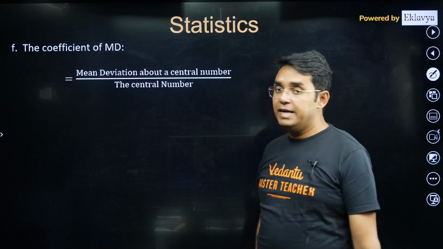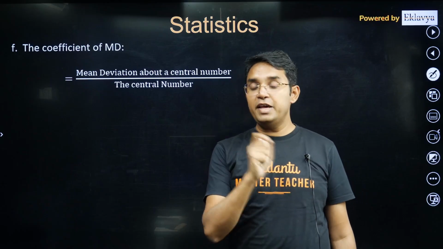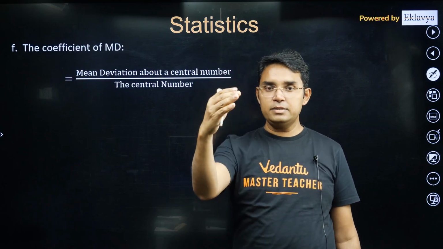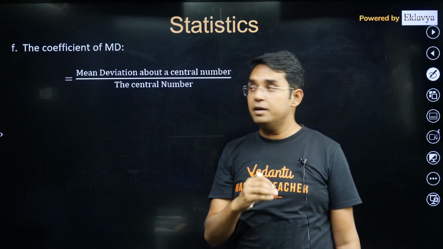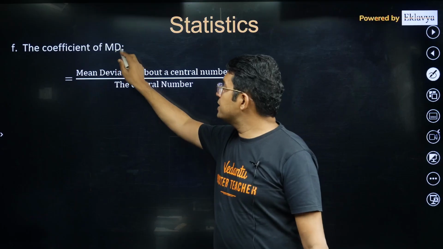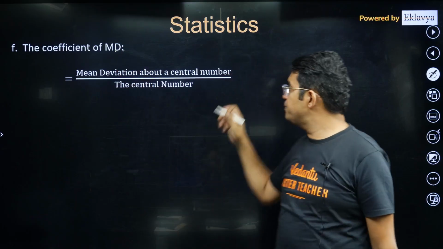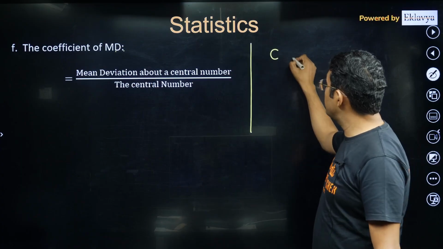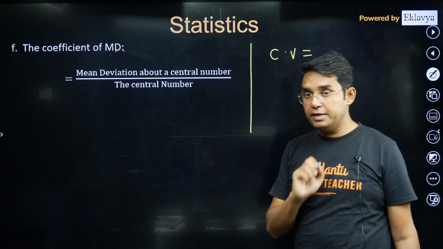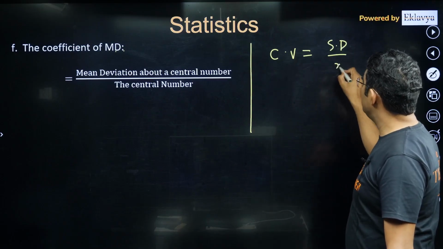Coefficient of mean deviation. I have repeated this thing. Dear students, you have seen coefficient of variation. That is standard deviation divided by mean. But coefficient of mean deviation is not something that I have seen at many places, but it is very parallel to the coefficient of variation. Coefficient of variation is equal to standard deviation upon the mean.